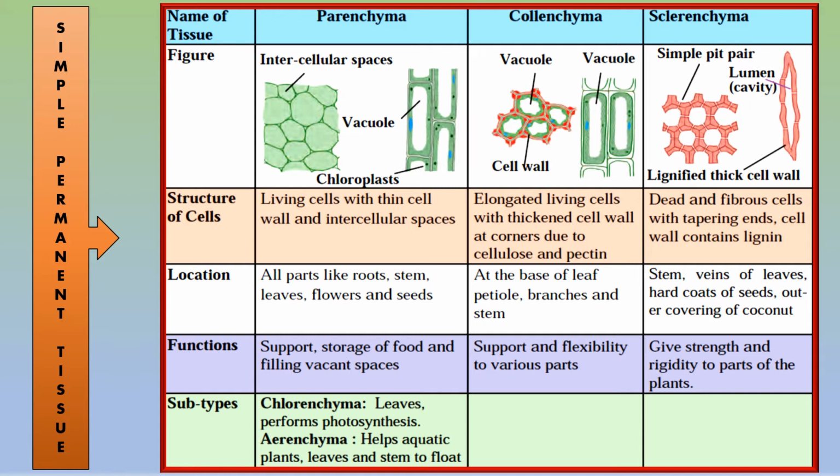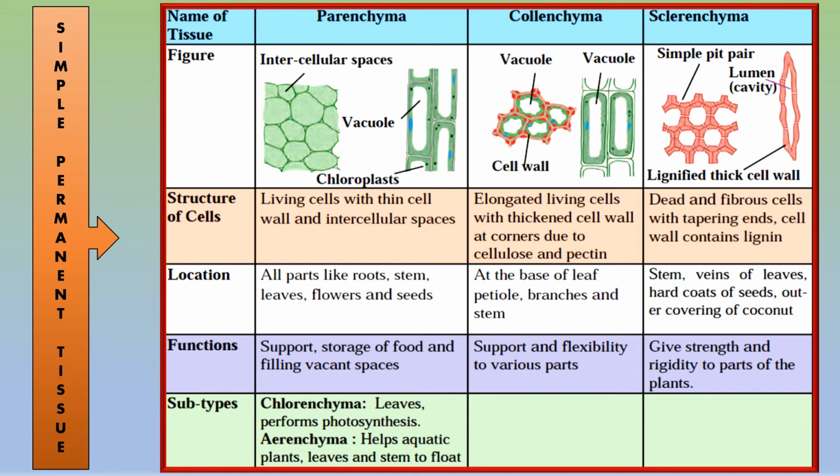Parenchyma are living cells with a thin cell wall, and they have these intercellular spaces between them. Whereas collenchyma are also elongated living cells, but their cell wall is thickened at the corners because of the presence of cellulose and pectin. Sclerenchyma, on the other hand, are dead and fibrous cells with tapering ends. The ends are thinner than the middle part of the cell, and the cell wall contains lignin.